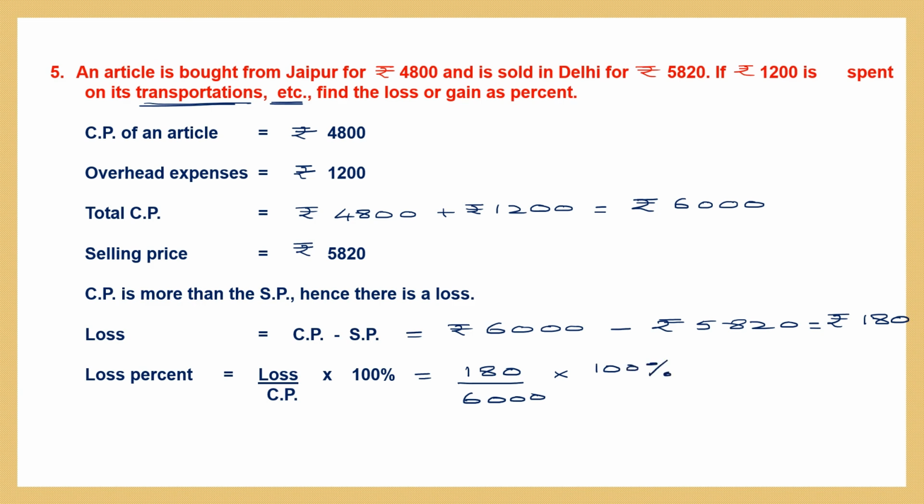Now let's cancel. There are two zeros here and two zeros. I can also cancel this 0 and this 0. Now we have only 18 in the numerator and 6 in the denominator. Cancel, 6 threes are 18. So now 3 into 1 is 3. So the loss percent is 3%. So this is our answer. The loss percent is 3%.